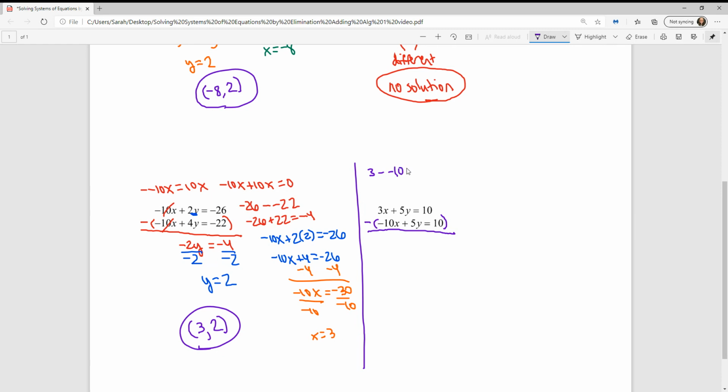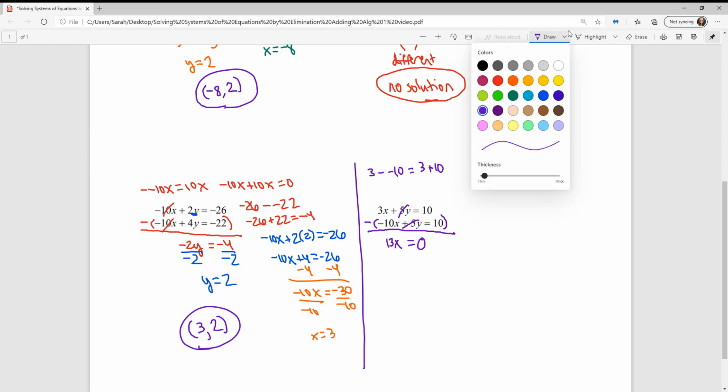3 minus negative 10 is the same as 3 plus 10. So I'm going to end up with 13x here. 5 minus 5 gives me 0. So 5y minus 5y cancels. 10 minus 10 also gives me 0. It is okay to end up with something like this, 13x equals 0. We can still solve that.